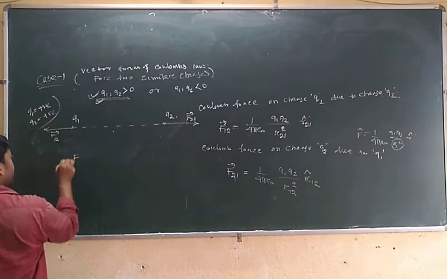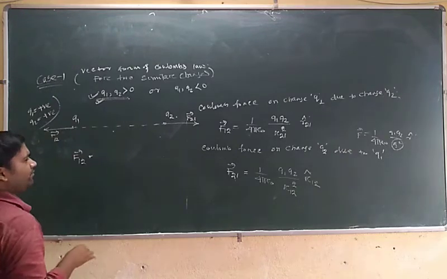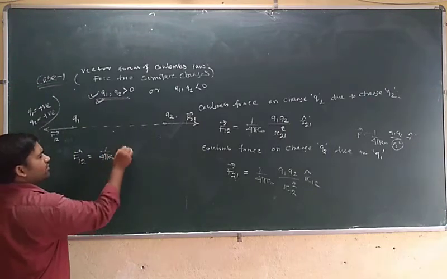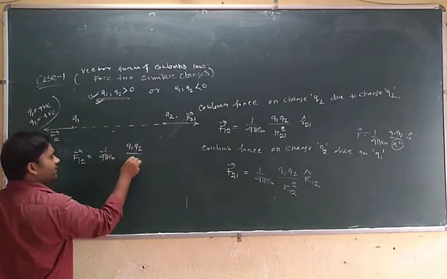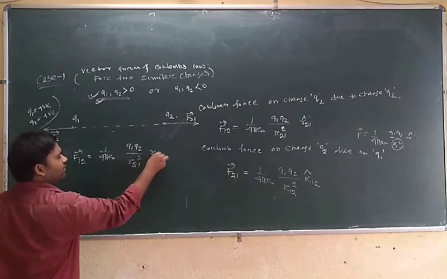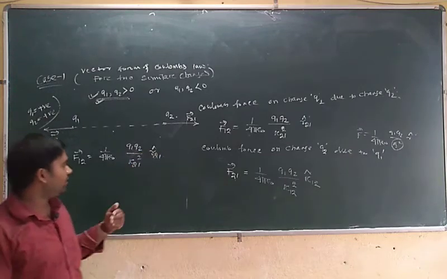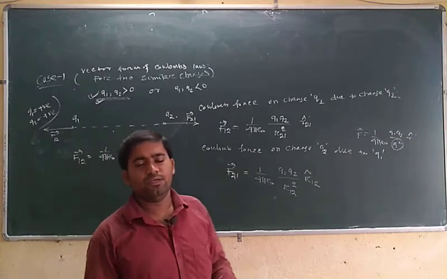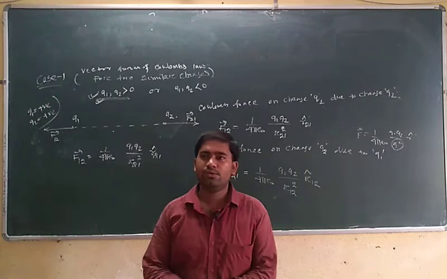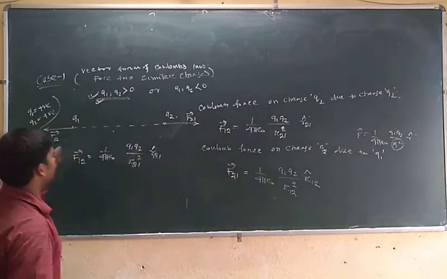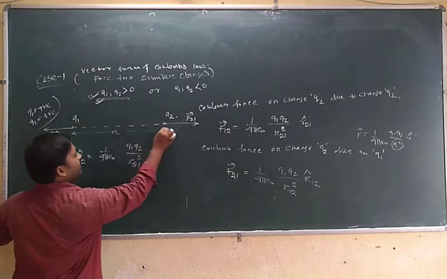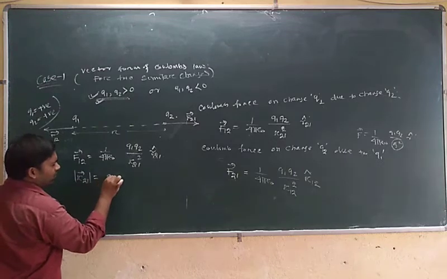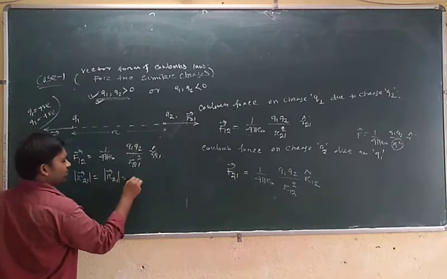Now, if we look towards the F12 vector, here it is 1 by 4 pi epsilon naught Q1 Q2 divided by R21 square R21 cap. Just before, I discussed that the R21 vector magnitude is equal to the R12 vector magnitude, and that value equals the distance between the two charges, which we take as R. So we can write that the R12 vector magnitude equals the R21 vector magnitude equals R.